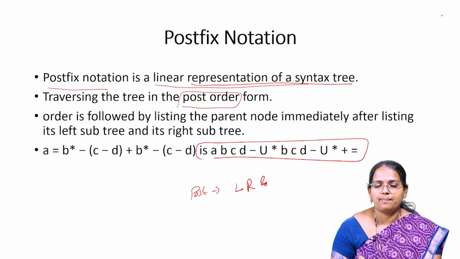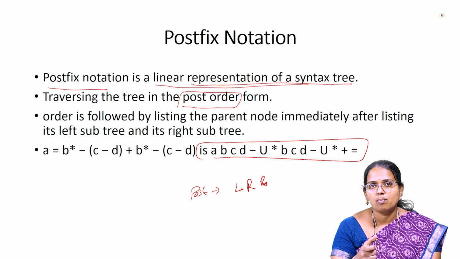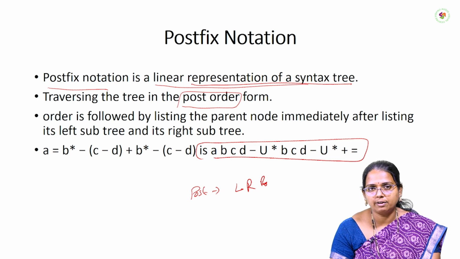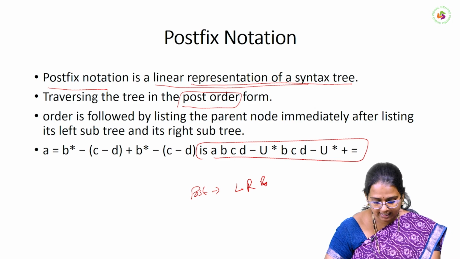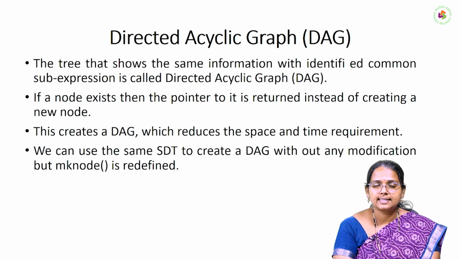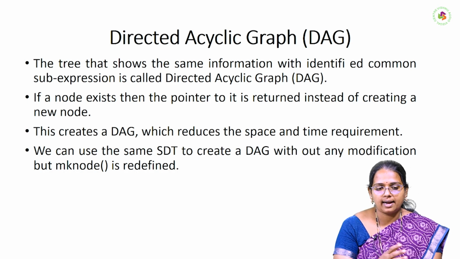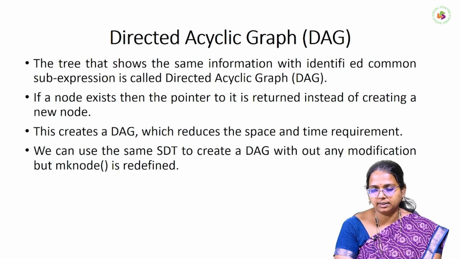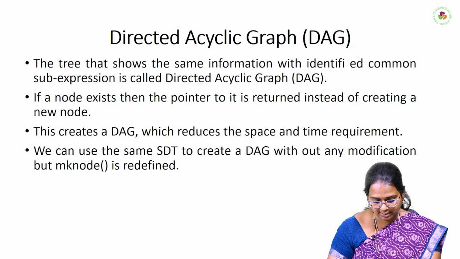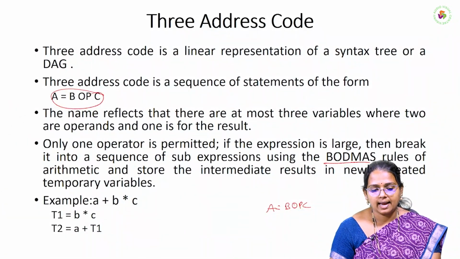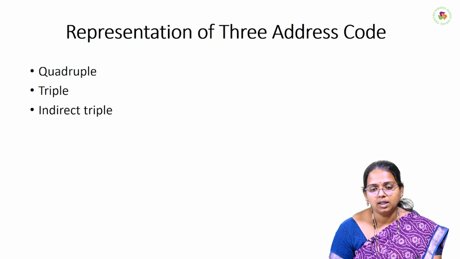Next, the linear representation of this syntax tree we call postfix notation. How will postfix notation be done? If you traverse the syntax tree in post order form, then we'll get the postfix notation. Directed acyclic graph is also a diagrammatic representation of the syntax tree, but in a directed acyclic graph, the graph is represented by eliminating the common sub expressions. Next format is 3 address code. 3 address code can be represented in one of these 3 forms: quadruple, triple, indirect triple.